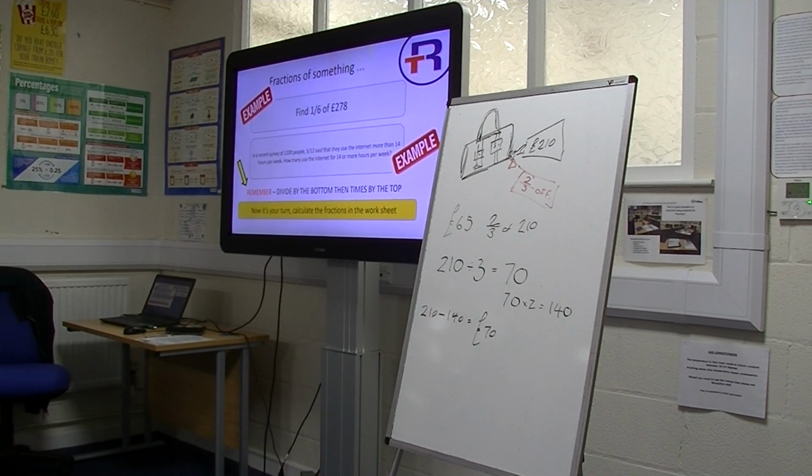I think these are the easiest parts of fractions, to be perfectly honest. I don't know what you guys think, but they're a bit easier, aren't they? And all that changing.